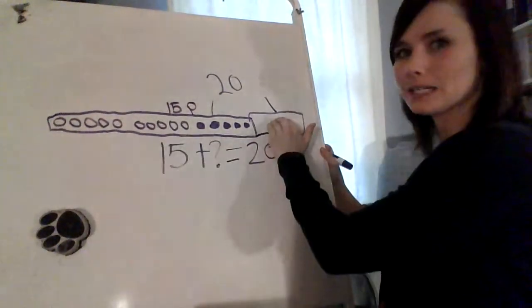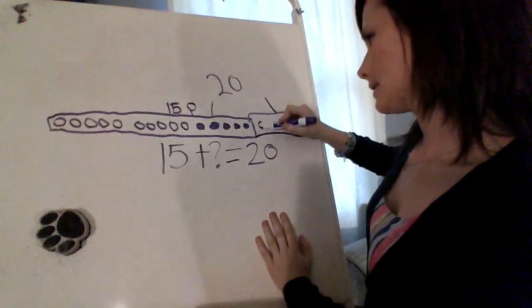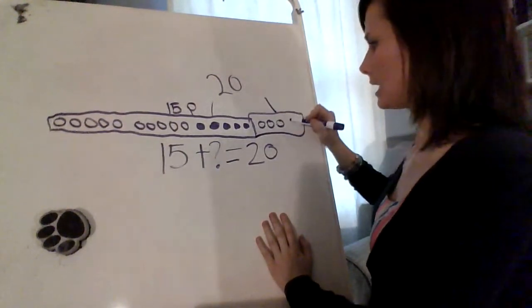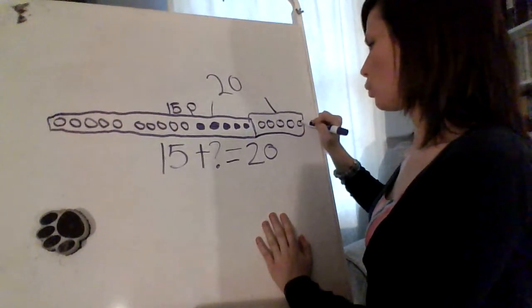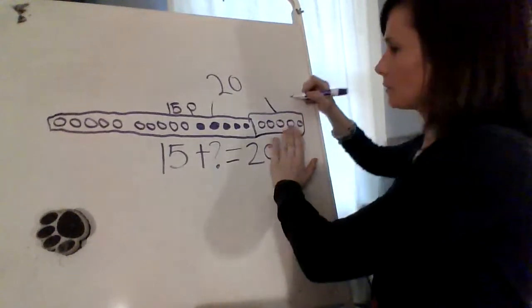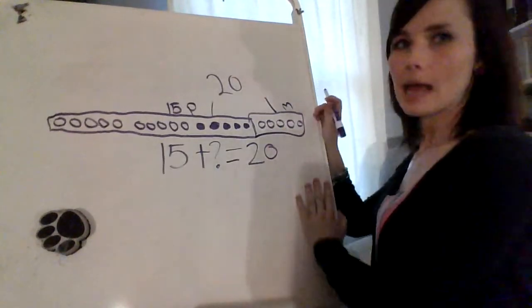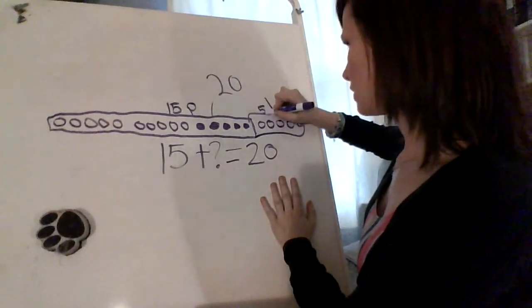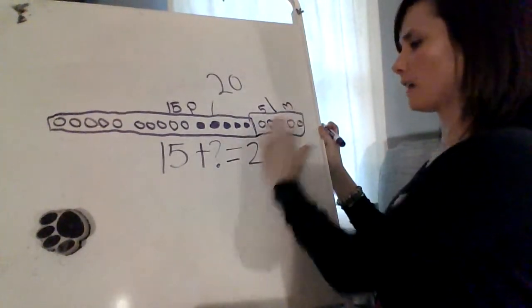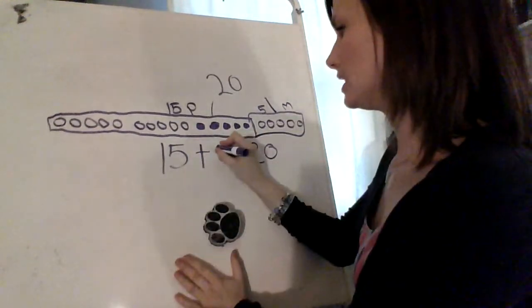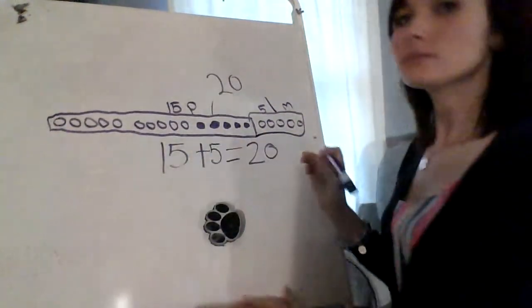Okay, let's count on to solve this. We have 15, do this with me, 16, 17, 18, 19, 20. How many more did she pick? How many more? I'm going to label this M for more. How many more? 5. Nice job. And you can count them. 1, 2, 3, 4, 5. All right, so our mystery number is 5. Please fill that in. Nice job.